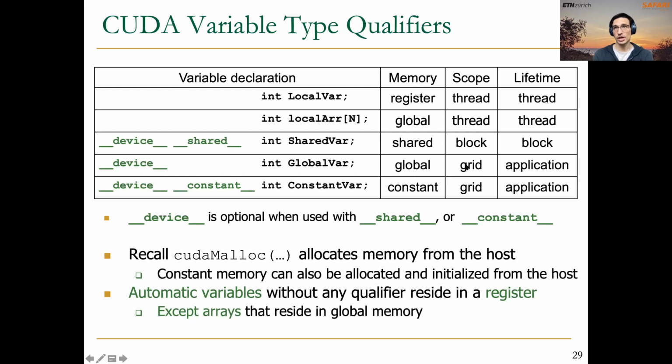Threads inside the same grid can also access data that resides in the global memory, and this global memory can directly be allocated inside the GPU kernel by using this device qualifier, or it can be allocated by using cudaMalloc from the host processor. And finally, we have the constant memory that can either be declared using this constant qualifier, or it can also be allocated from the host.